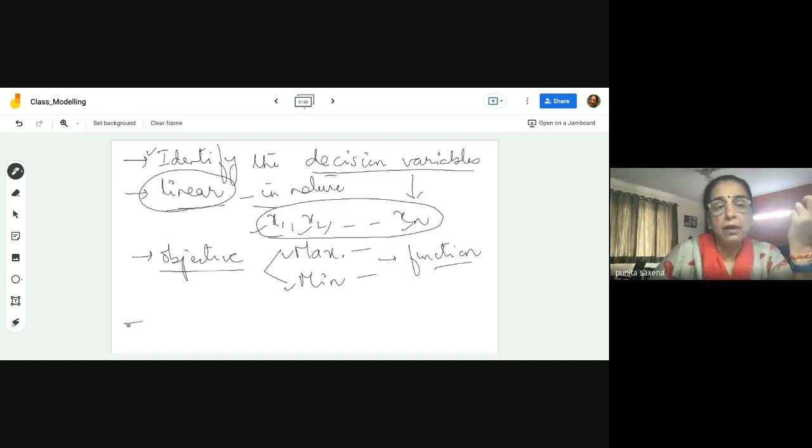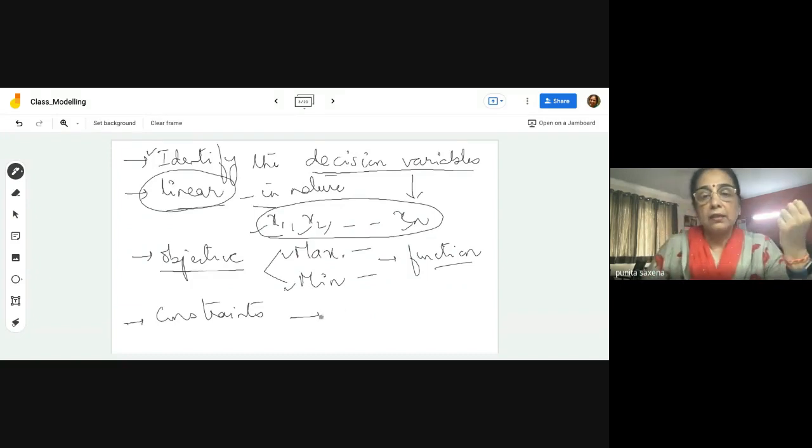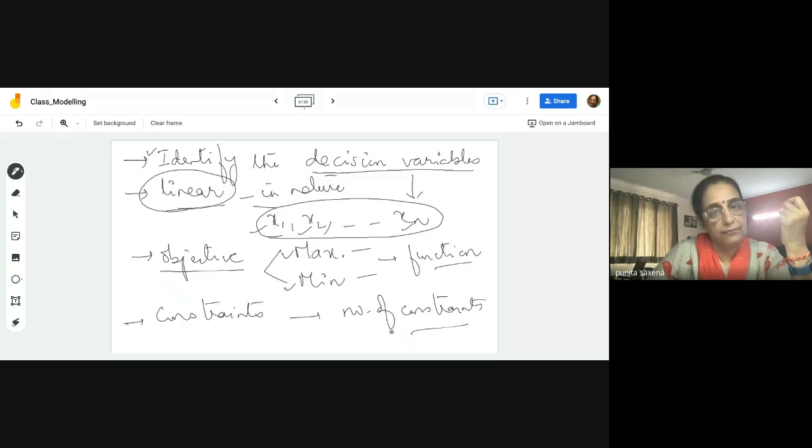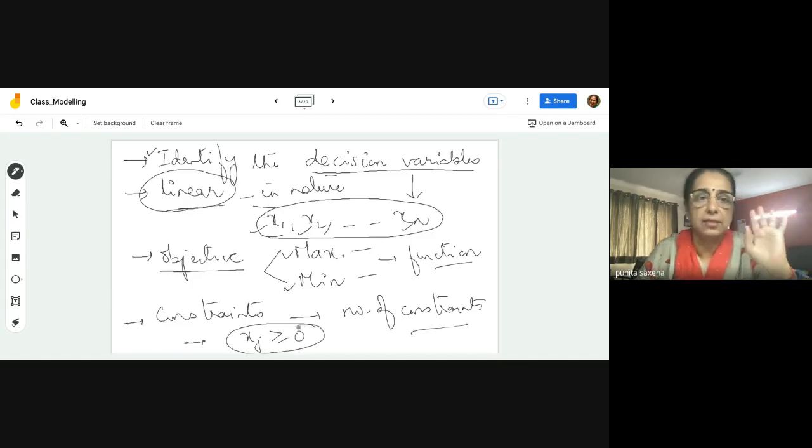Then one by one, we identify the constraints. And this will give us the number of constraints. How many constraints does my problem have? Once we have identified this, as I said, non-negativity restrictions: all my xj's will be greater than or equal to 0. This goes unsaid, right? Because we are handling problems in which all the variables are going to be non-negative.